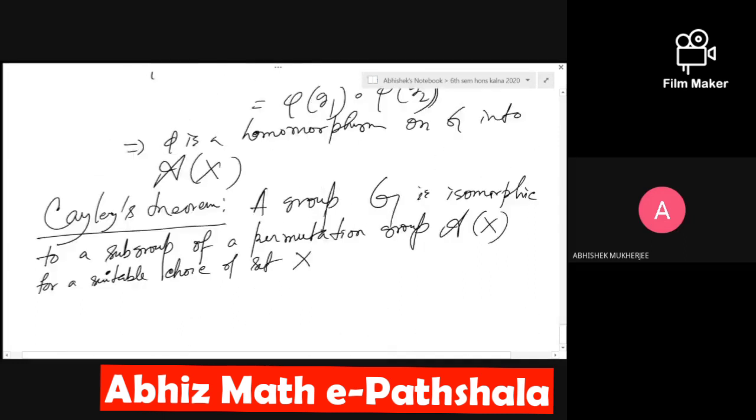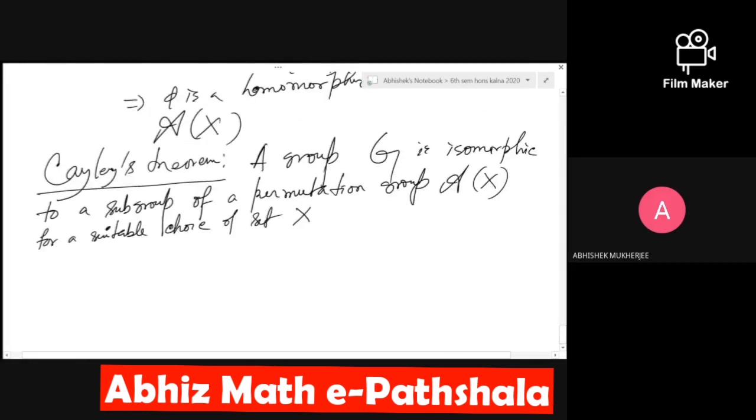So we are to prove this theorem using group action. Now the choice of X is very important here. Now for the proof of this theorem, we shall consider X to be chosen as the group G itself. So this is our natural choice. So let us consider X is G.